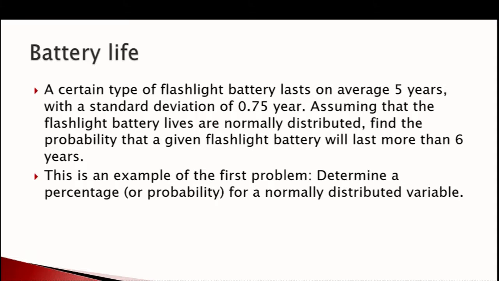So here, look at all the numbers they give you and try to make sense of them a little bit. They say that the battery lasts on average 5 years. Average here is the mean, so you know that 5 years is the mean, or mu equal to 5. Standard deviation of 0.75 years, so that is sigma. And they ask you to find the probability a flashlight lasts more than 6 years, so that is your interested x value.